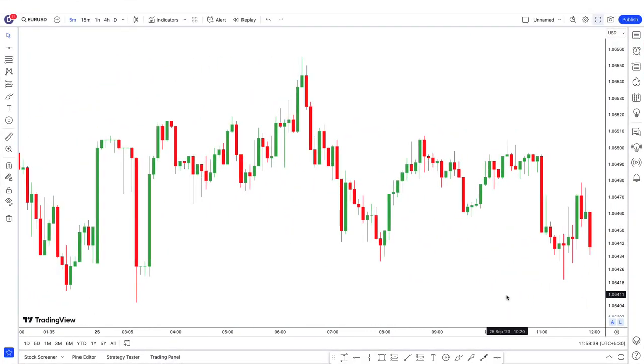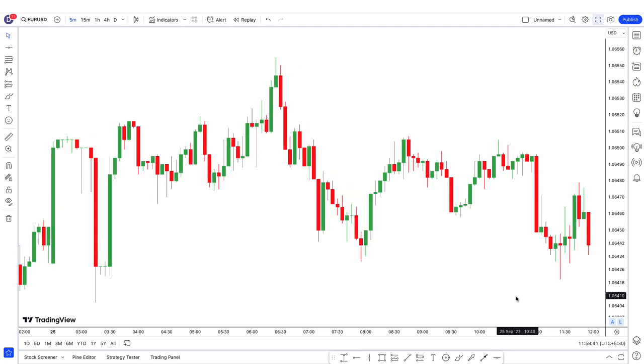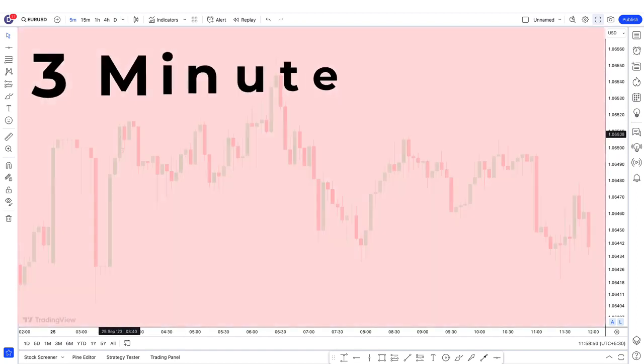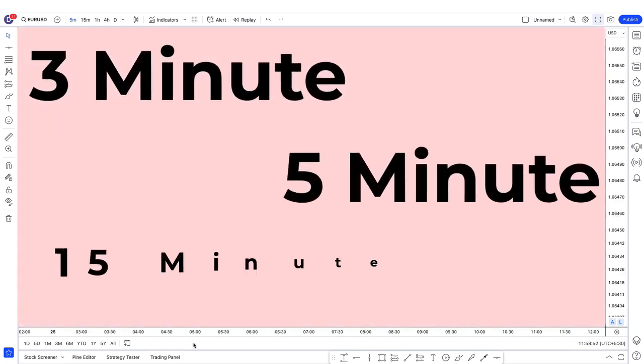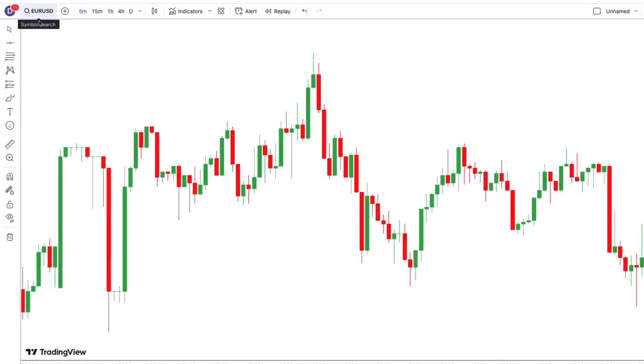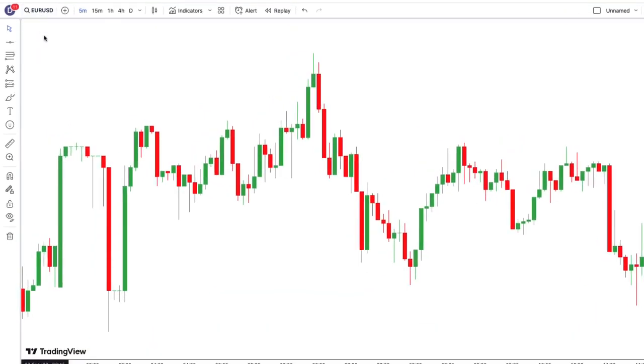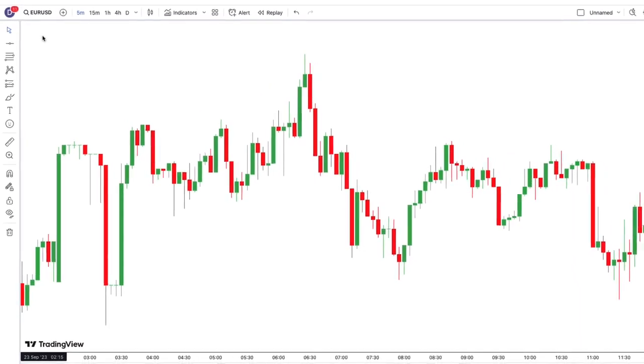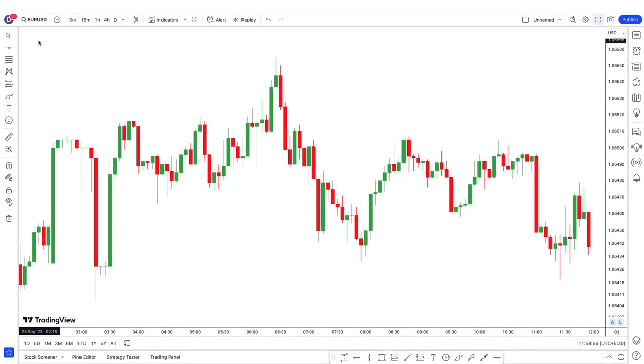To get started, head over to TradingView, where the AI momentum indicator we'll be using is exclusively available. Since this is a scalping strategy, let's switch our chart's time frame to 5 minute. However, you can also utilize other intraday time frames like 3 minutes, 5 minutes, or 15 minutes based on your preferences. Currently, I'm analyzing the Euro-USD chart, but feel free to select any currency pair you prefer, as this strategy performs effectively across various pairs.